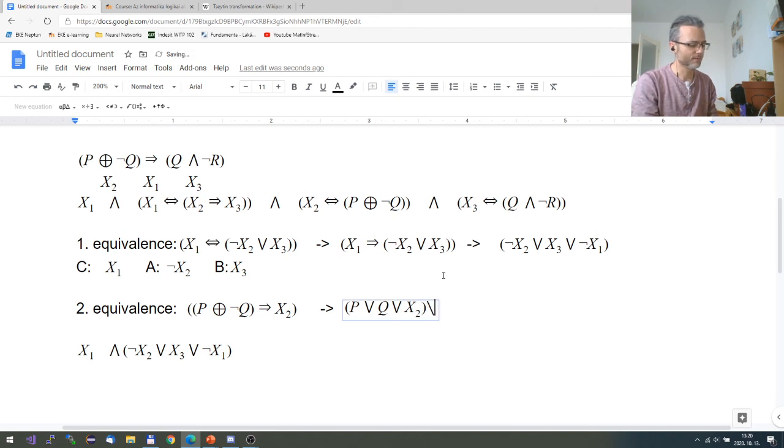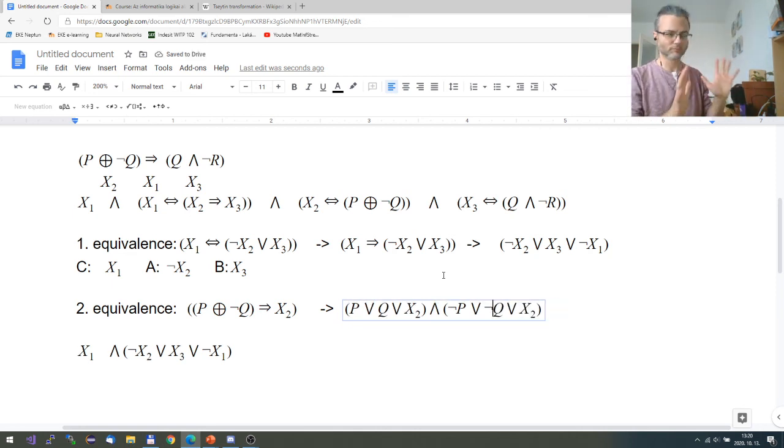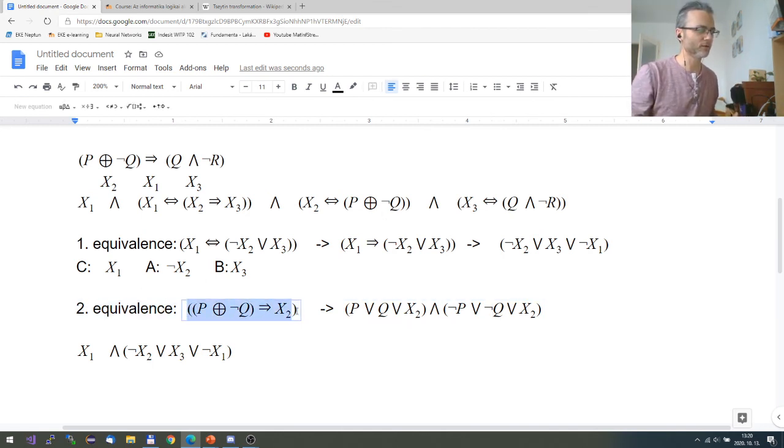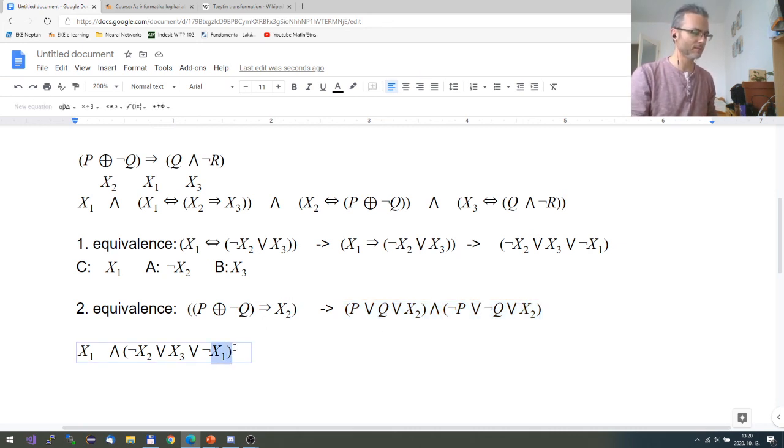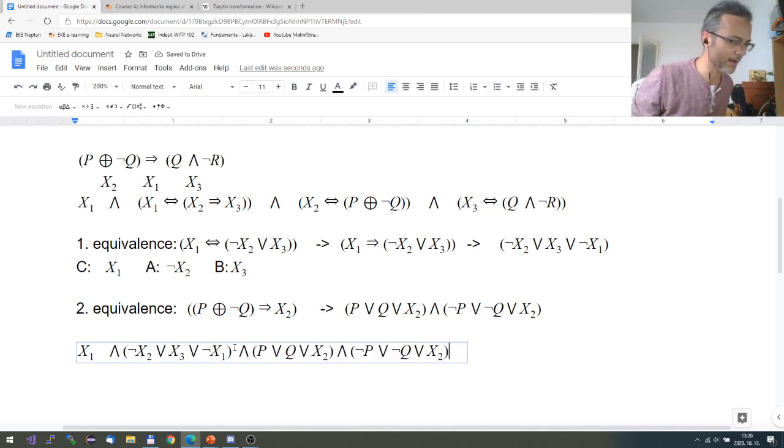The second clause must be almost the same, but with P and Q negated. I think this is it. But if you want to check if my solution is okay, you can translate this formula to CNF using the other algorithm you already know, and then you can see if this is the correct solution. So I finished translating this second equivalence to CNF. Let me plug this in here. Okay, that's all.